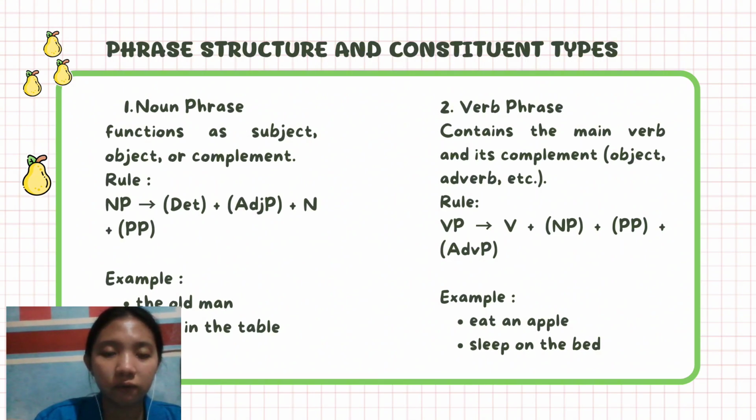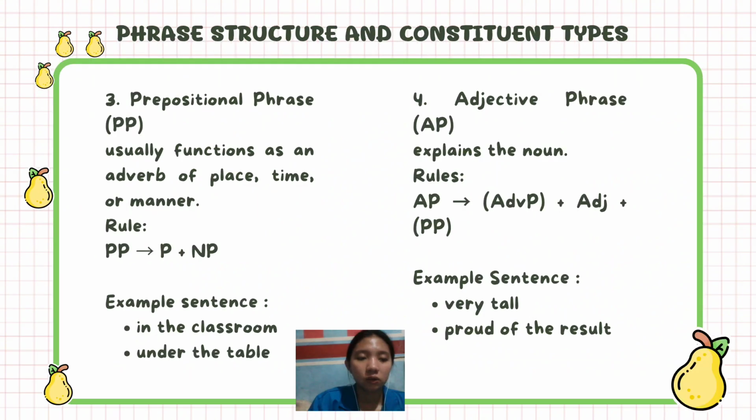Second, verb phrase contains the main verb and its complement, object, adverb, etc. The rule is VP to verb plus NP plus prepositional phrase plus adverbial phrase. The example is eat an apple, sleep on the bed. Third, prepositional phrase, or PP, usually functions as an adverb of place, time, or manner. The rule is PP to P plus NP. Example sentences are in the classroom or under the table.